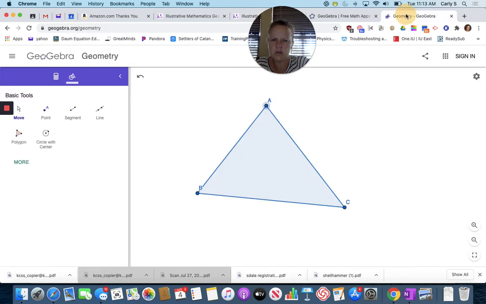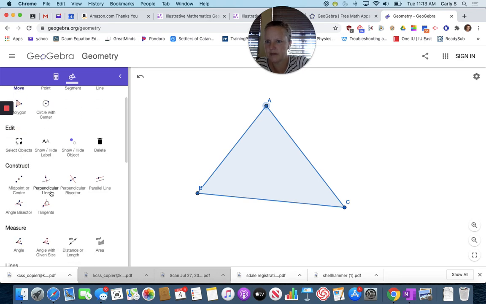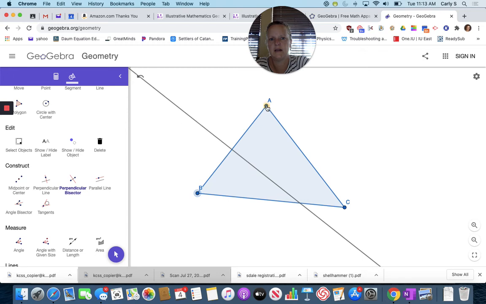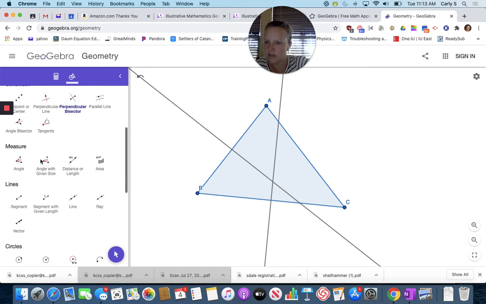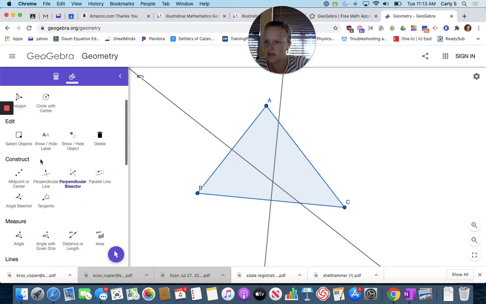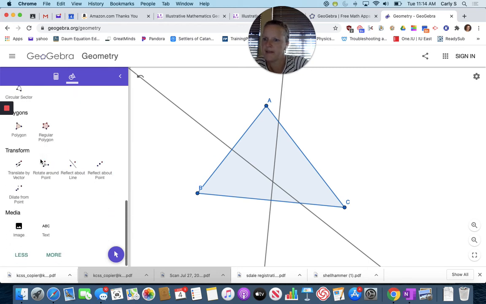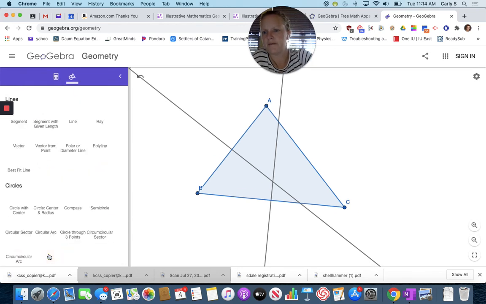So I need to do the perpendicular bisector of AB and BC. I need more tools. Perpendicular bisector. So click, click, there it is. Click, click, there it is. Now I want to find the intersection, which I think is under the point tool. More.